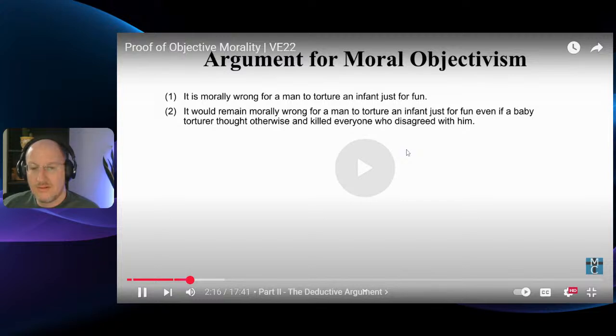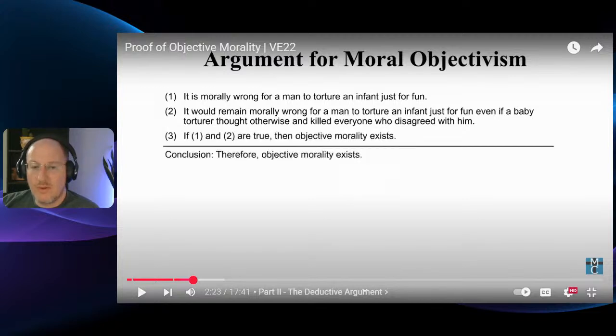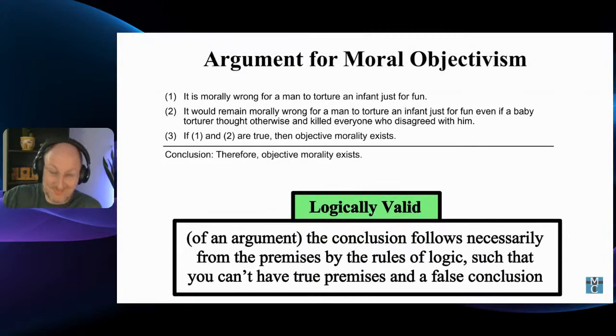Premise 3. If premises 1 and 2 are true, then objective morality exists. Yeah, so I mean, this is pretty straightforward. We just reject the third premise. Easy peasy. Conclusion: therefore, objective morality exists. The argument is logically valid.